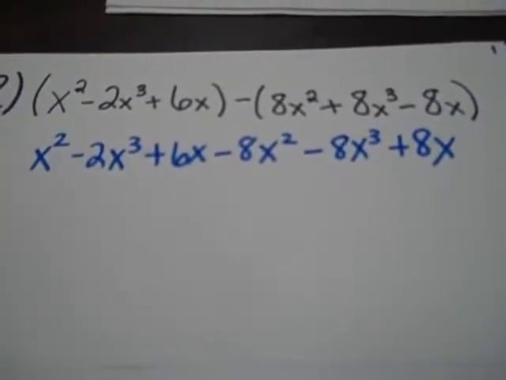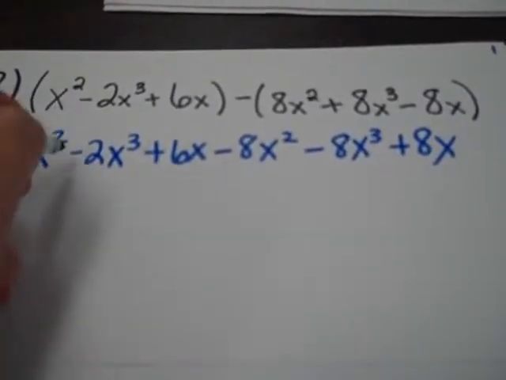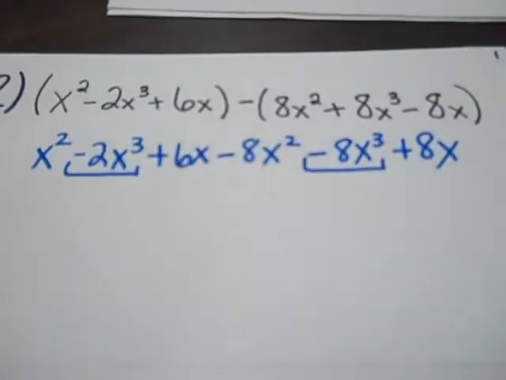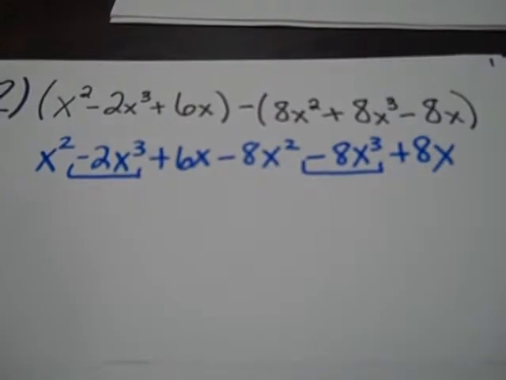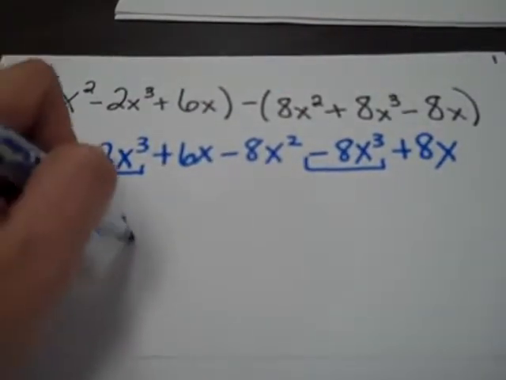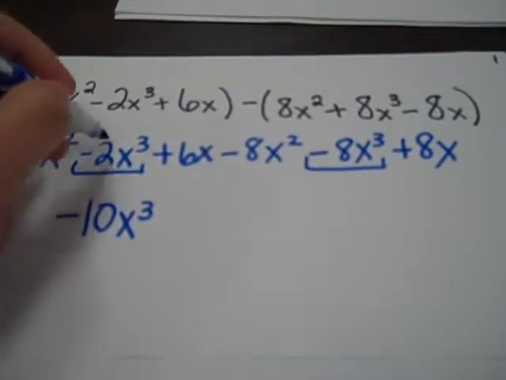Now I'm looking for like terms. My highest exponent is 3. I have negative 2x to the third and negative 8x to the third. Negative 2 and negative 8 is negative 10x to the third.